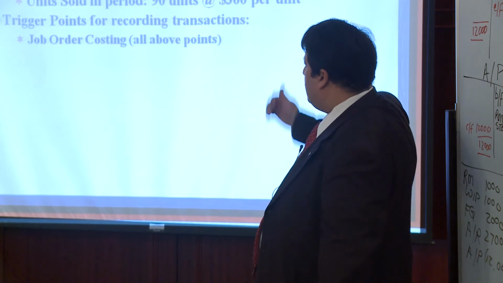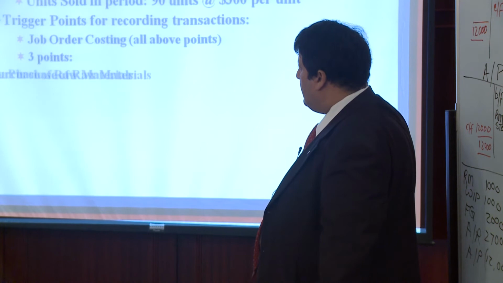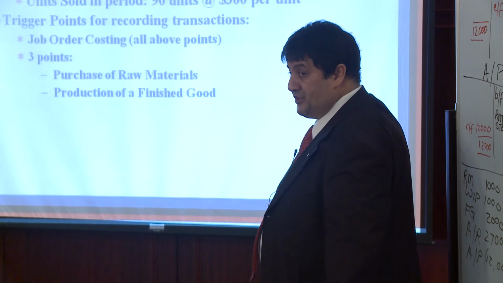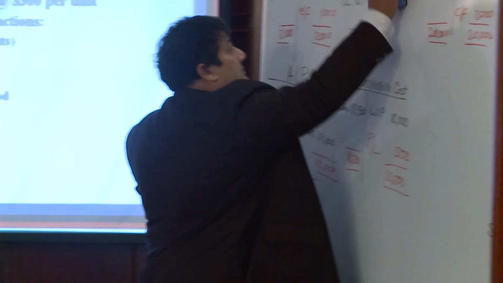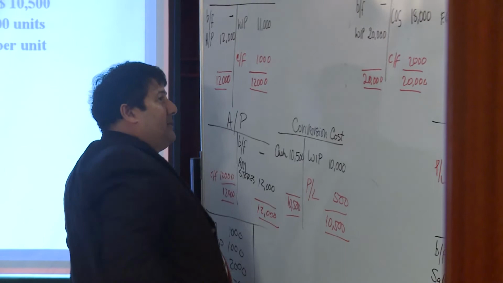Rather than all the above points, why don't we only record when we purchase, when we produce and finish, and when we sell? So what are we doing? We are going to eliminate the work in process account. All that process costing eliminated. Okay, so let's see how we are going to do that.